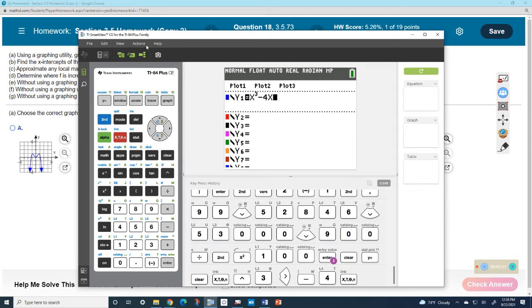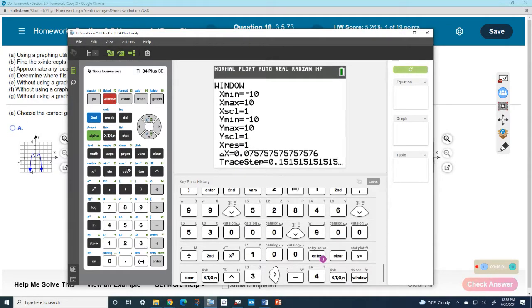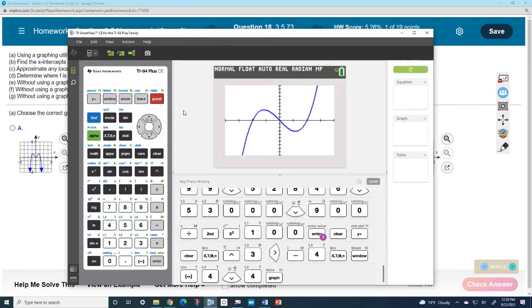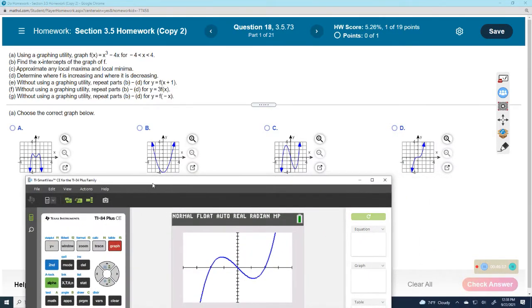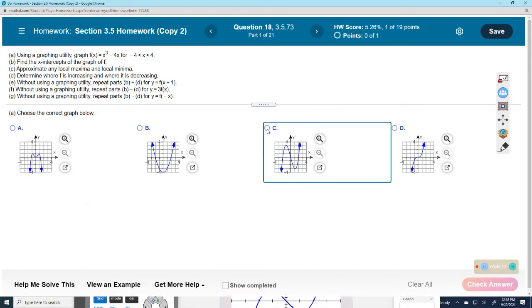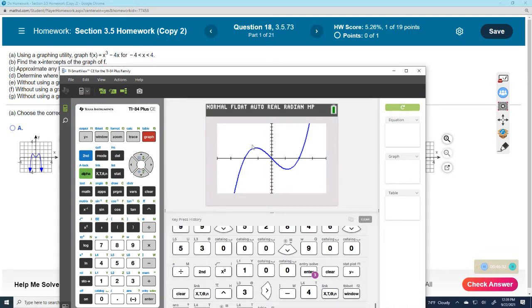And it says for x being between negative 4 and 4. So on my window, I'm going to let my x min be negative 4 and my x max be 4. And I'm going to graph it and see if that is a good graph. Yeah, that's a good graph. So which one of these looks like it's the right graph? C. Notice there on their window they've just got the y going from negative 4 to 4. My y is the standard going from negative 10 to 10, which is why mine looks a little bit different than theirs.